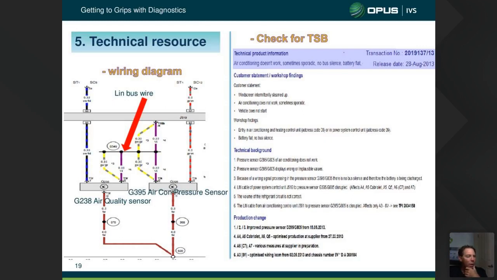So technical background. The LIN cable of the power control system to the pressure sensor has been disrupted. Very, very interesting. The LIN cable, number 6, from the air conditioning control unit J301 to pressure sensor G395 is disrupted. Affects only A3, 8VC technical bulletin, whatever that is. That's quite interesting.